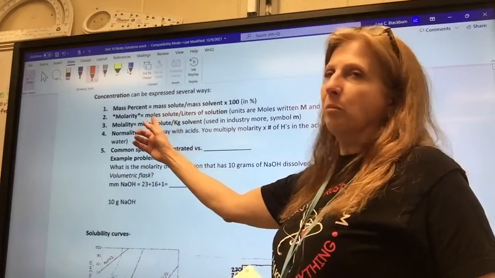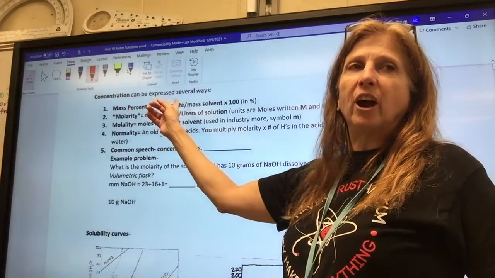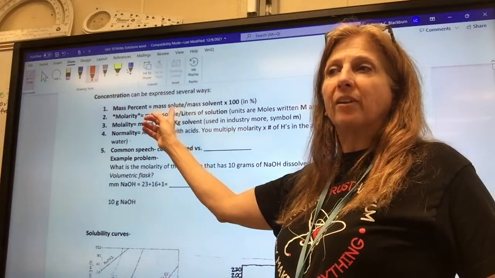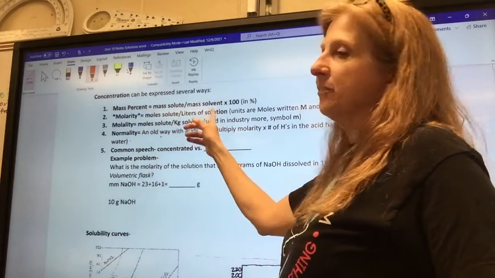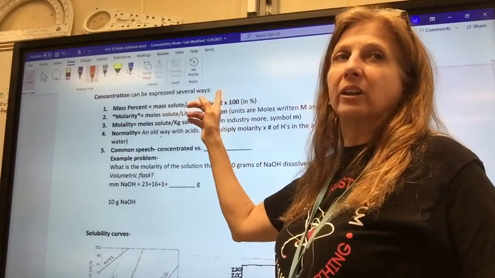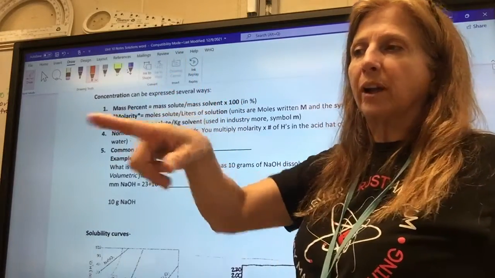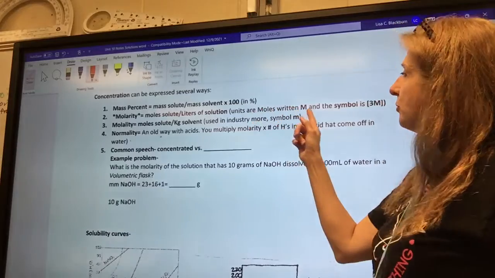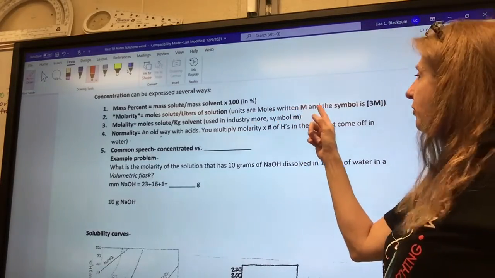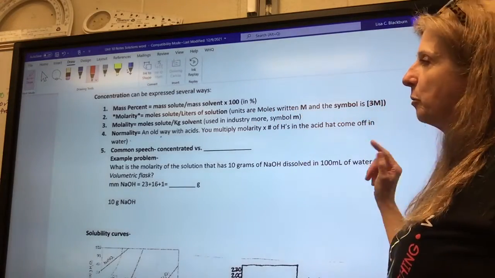And that's where I take the moles of solute, I figure out how many moles from the molar mass off the periodic table, and I divide it by a liquid amount, liters of solution. So that's why I use that thing there. The units for it are big M, it's moles, and the symbol is the square brackets.